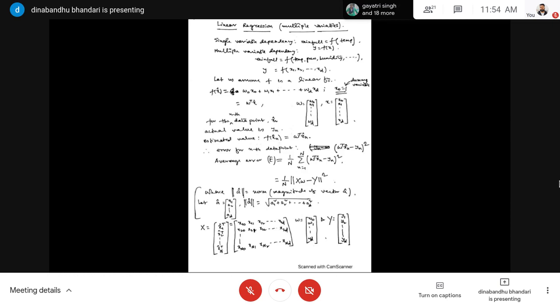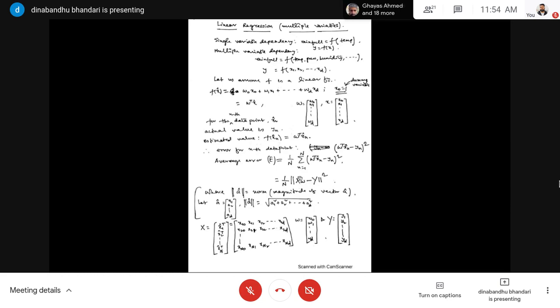If you have a vector A, A1i plus A2j plus A3k, the magnitude will be the square root of A1 square plus A2 square plus A3 square. All of us know that. So if you have a d-dimensional vector, it would be this one. That is the norm, and if you take the square, it would be the square term.